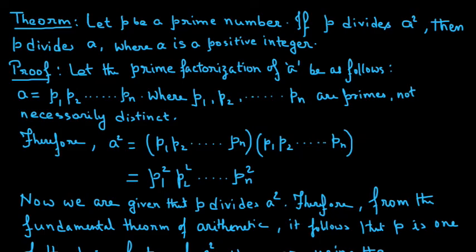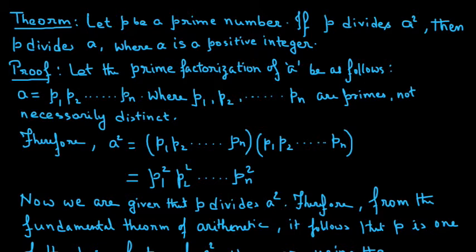Let us begin the lesson. Today we'll first start with a theorem. The theorem is: let P be a prime number. If P divides A square, then P divides A, where A is a positive integer. So we are telling that for any prime number, if it divides A square, it also divides A, where A is a positive integer.